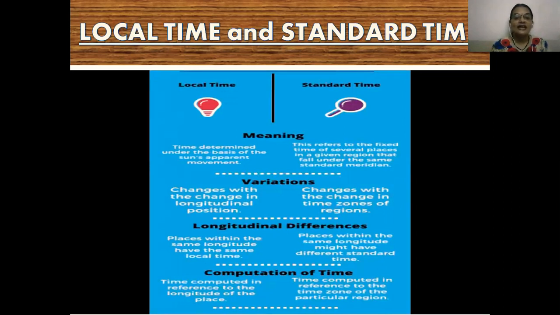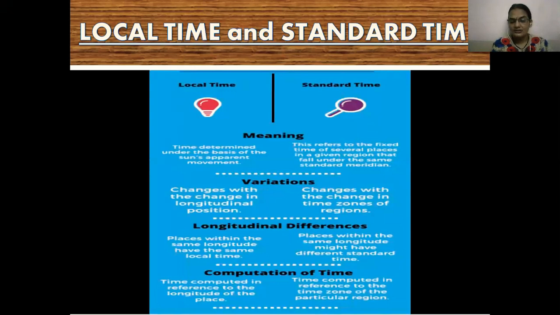Now see, the time determined on the basis of the sun's apparent movement is the local time. And the fixed time for several places under the same standard meridian is called the standard time. Local time changes with the change in longitudinal positions, and standard time changes with the change in the time zones of the regions.